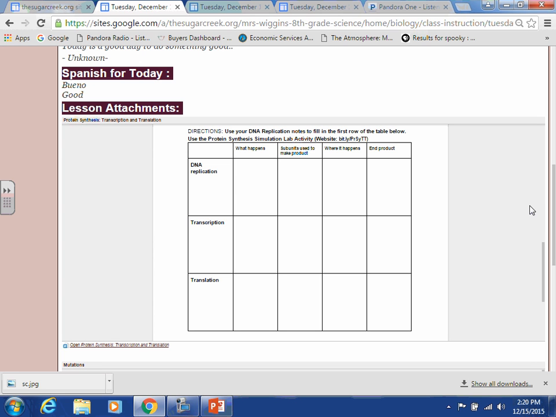Translation. Translation is when mRNA changes to tRNA. And when I leave, you can go back to the website and get this information if you did not get it all, because I am going to move quickly. And the website is on the top of this page, on the front. mRNA changes to tRNA.